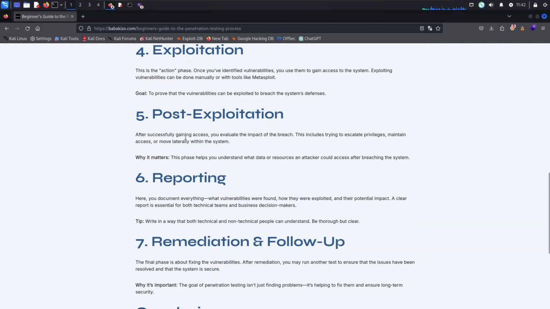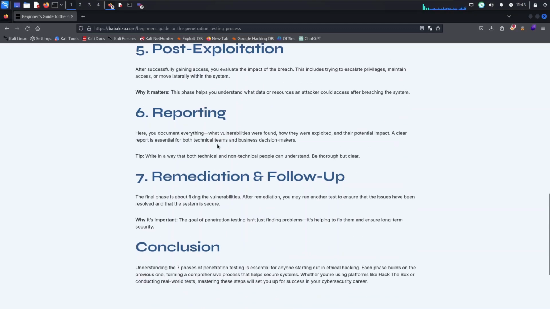After successfully gaining access, you evaluate the impact of the breach. This includes trying to escalate privileges, maintain access, or move laterally through the system. Why is it important? This phase helps you understand what data or resources an attacker could access after breaching the system. I'm not going to deep dive into this yet, but we are going to focus on this later too, because you might hack into a system and not be able to do much. So this is the post-exploitation phase, and more on that is going to come later.